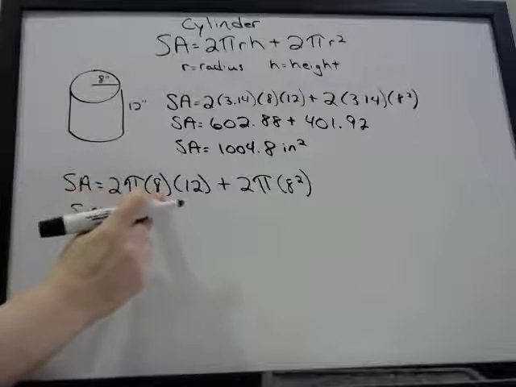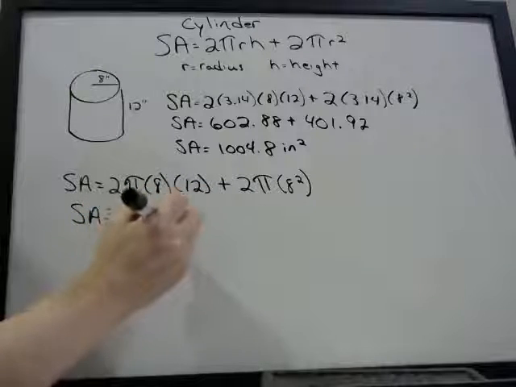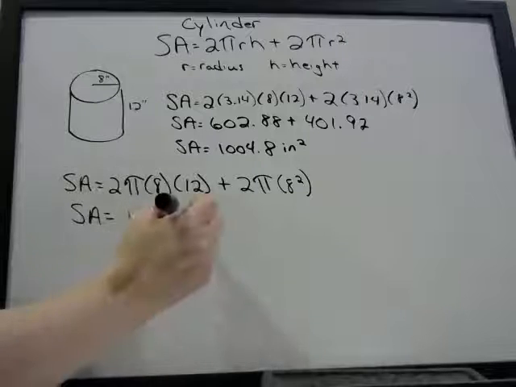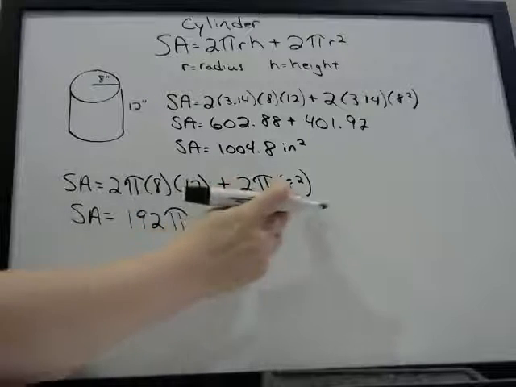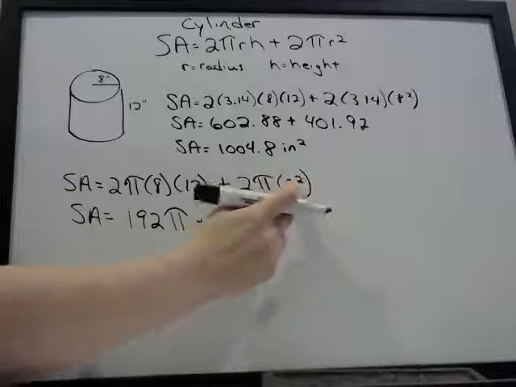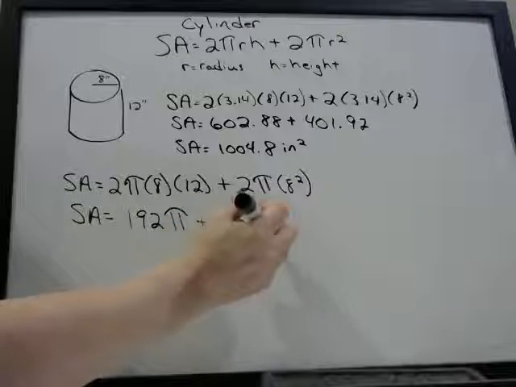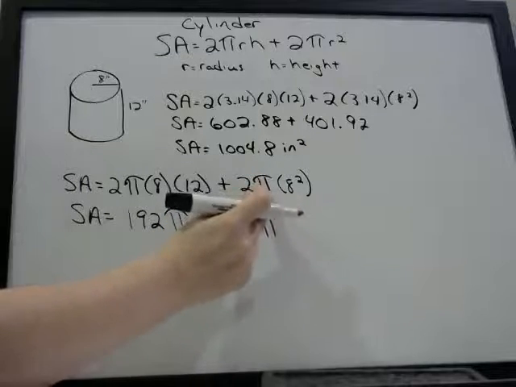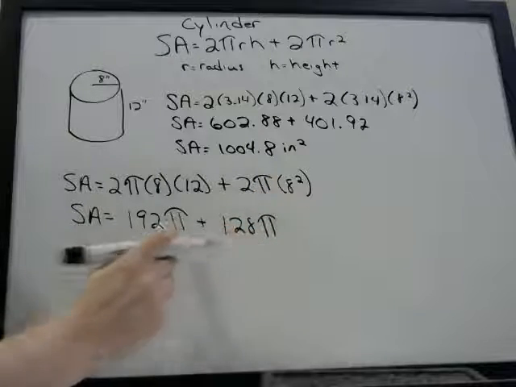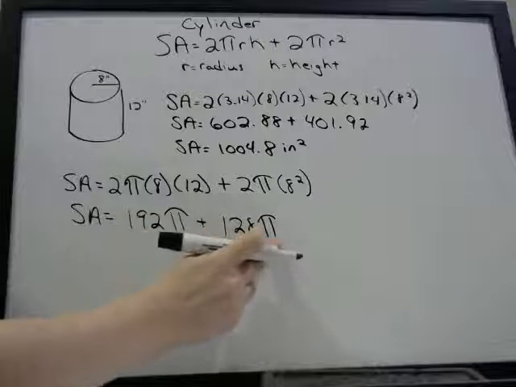So 2 times 8 times 12 is going to be 192. And remember, you still have that pi. You didn't do anything with it, so you leave it there. Plus 2 times 8 squared. So again, remember to do 8 squared first. So it's 2 times 64, which is 128 pi. You still have the pi symbol there. You haven't done anything with it yet, so it's still there. And this is multiplication. So now you have 192 pi plus 128 pi.